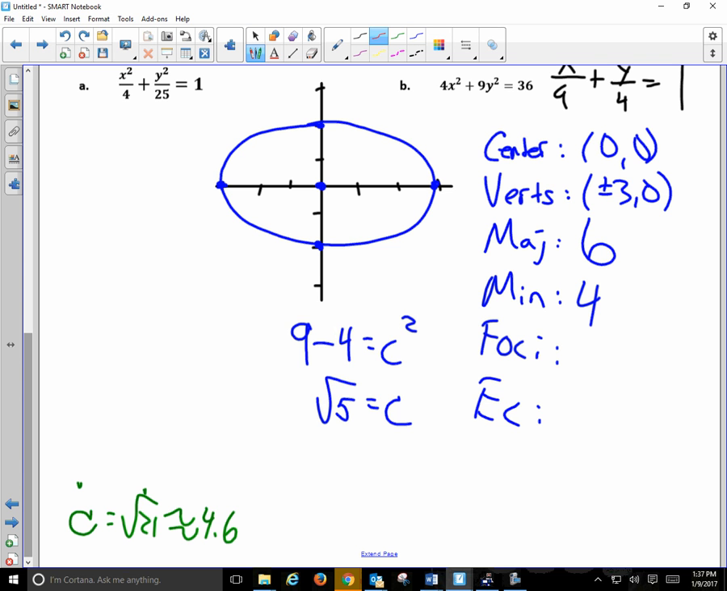I go 2.2 units in each direction horizontally. So the location of those foci will be plus or minus the root of 5, 0. Eccentricity, square root of 5 over 3.